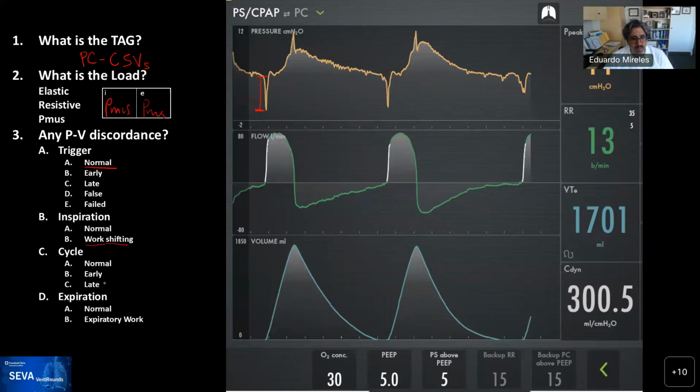You can still see the work shifting. And actually now, because the pressure that Ariel put him on is relatively low, it almost tries to go below baseline there, right? And the cycle to me still looks normal. I would say that it's crossing immediately. And actually this rise in pressure, all this area over here, makes me think that the patient is actively exhaling on the circuit. So I think there's expiratory work with a normal circuit.